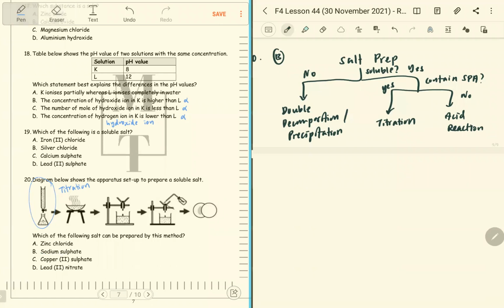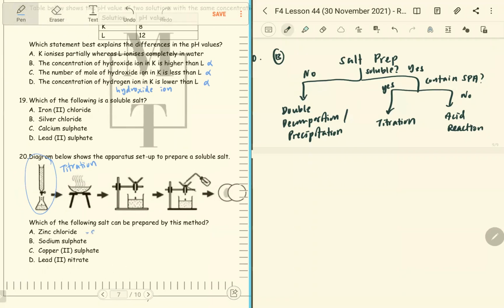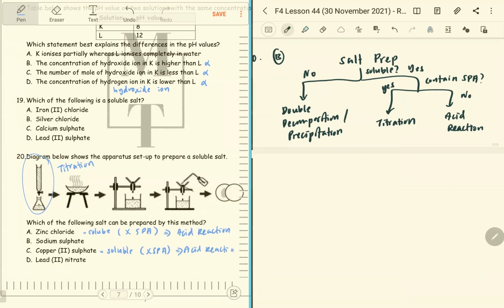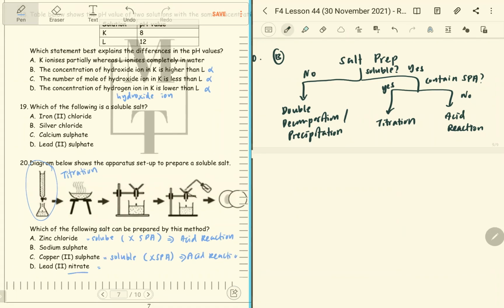Let's take a look at zinc chloride. Zinc chloride is soluble and doesn't have spa, so this one you will do acid reaction. Copper 2 sulfate is also soluble, but you don't have spa, so you will do acid reaction. The last one, lead nitrate, because you have nitrate, you are soluble, but you don't have spa, so you are doing acid reaction. So only B is doing titration.